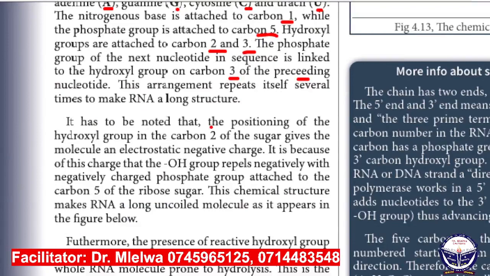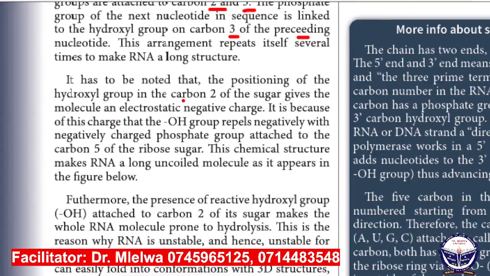It has to be noted that the position of the hydroxyl group on carbon 2 of the sugar gives the molecule an electrostatic negative charge. It makes the molecule have an electrostatic negative charge. Because of this charge, the hydroxyl group repels the negatively charged phosphate group attached to carbon 5 of the ribose sugar. This chemical structure makes RNA a long and coiled molecule, as it appears in the figure below.